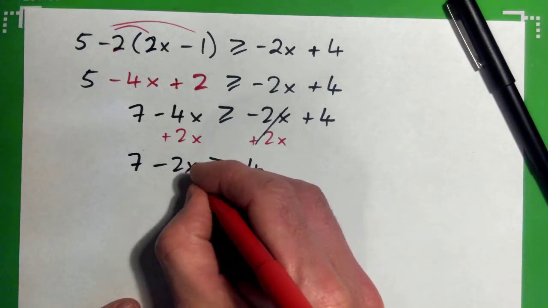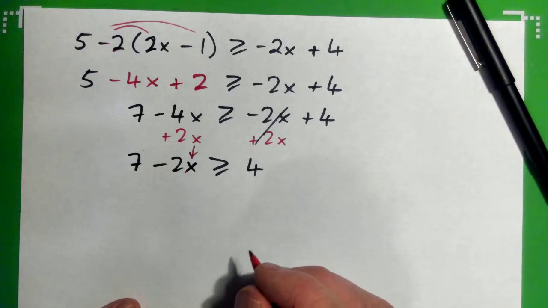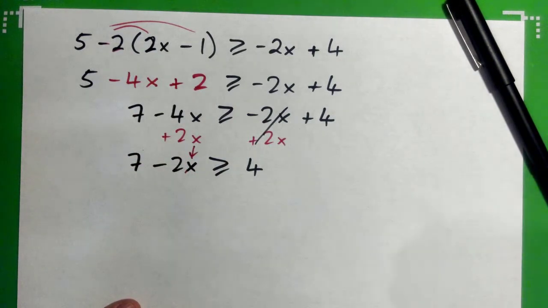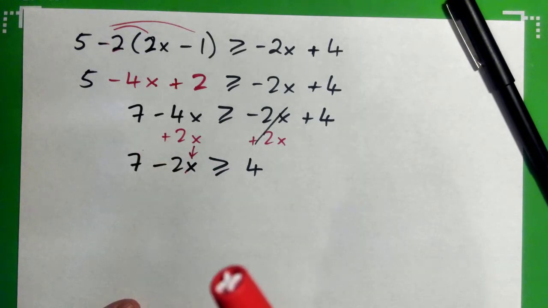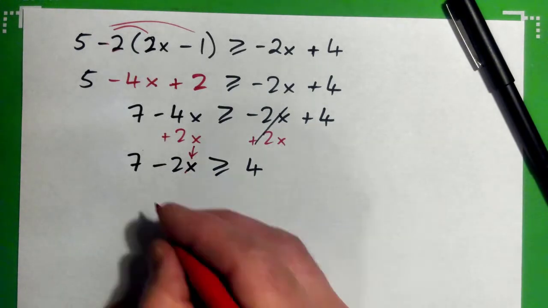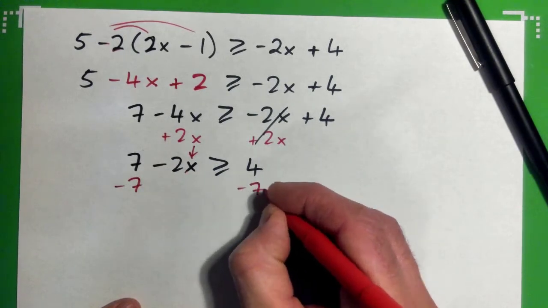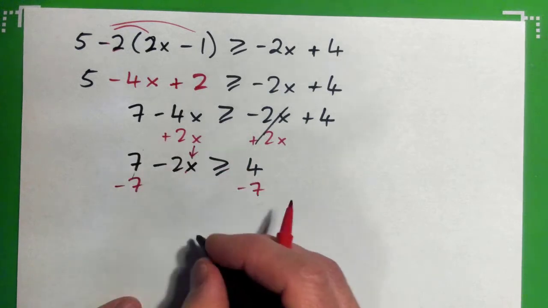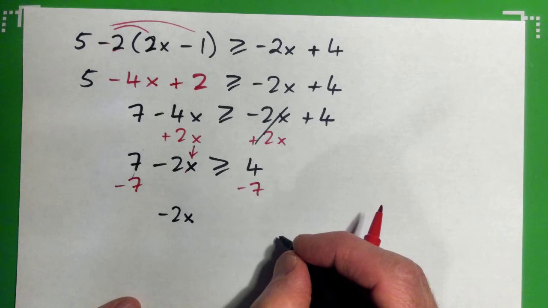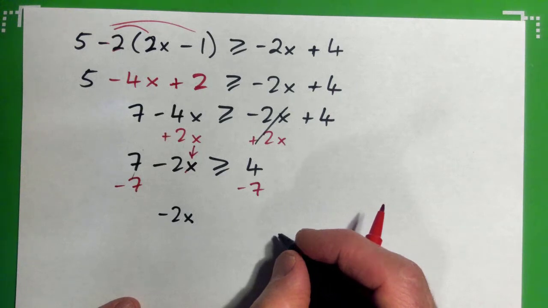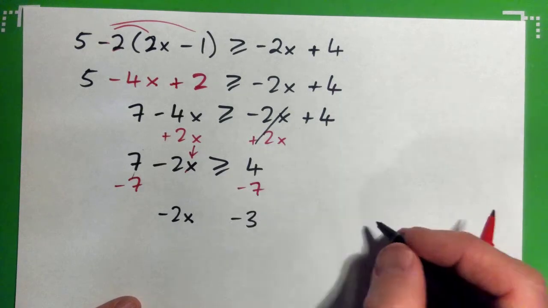Remember, we're trying to get the x on its own. So we want to get rid of this and this, don't we? Okay, well, would you divide first or would you subtract 7 first? Okay, subtract 7. That'll make it easier because 7 minus 7 is 0. I've got negative 2x here. And what's 4 minus 7? Negative 3. 4 good guys, 7 bad guys.